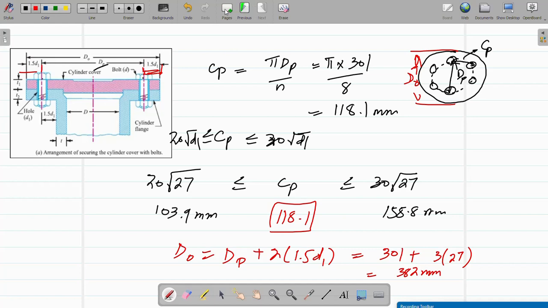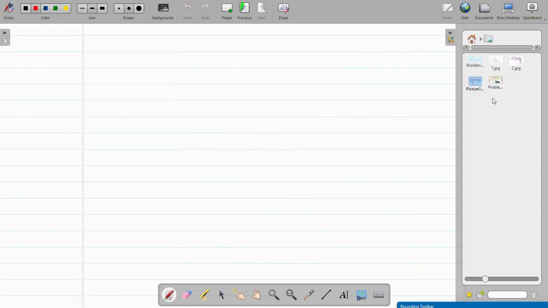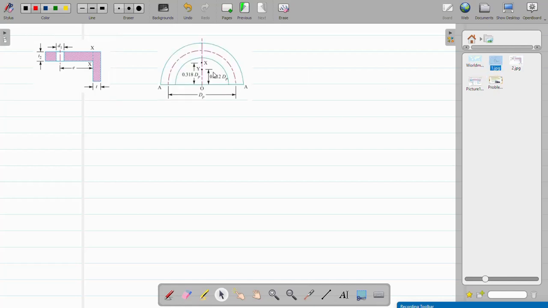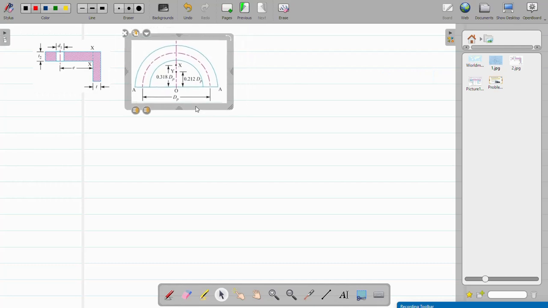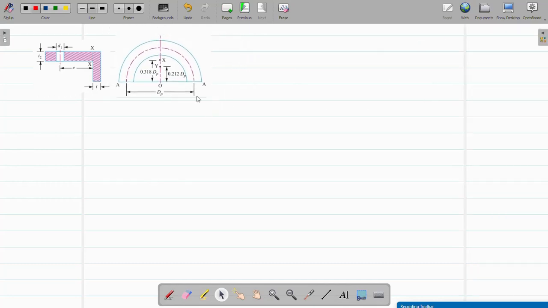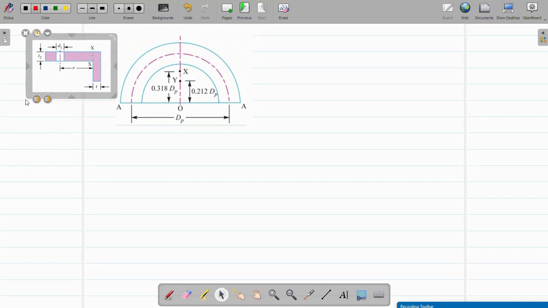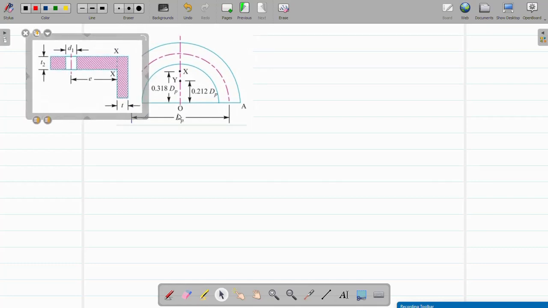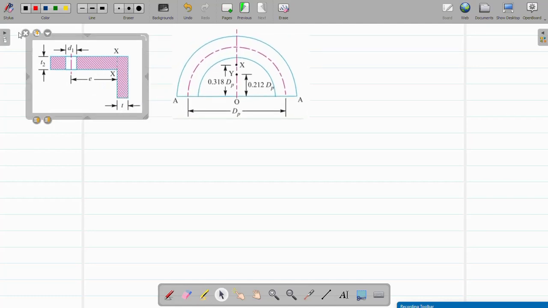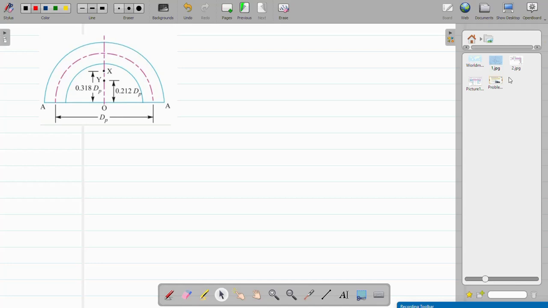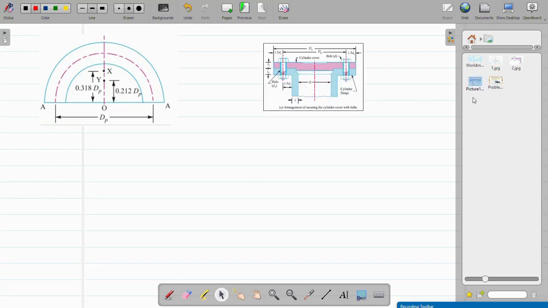Now the important thing in this problem is to design the thickness of the cover plate. For that you have to understand this relation. This diagram is very important, so please focus on this diagram. Delete it for once. I just want to import the main diagram so that you can understand. So this is your main diagram.